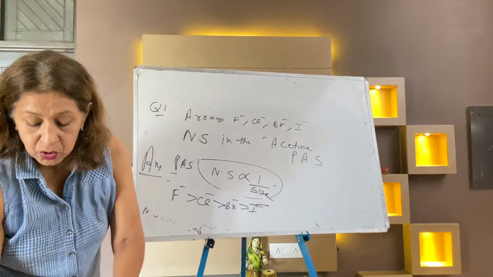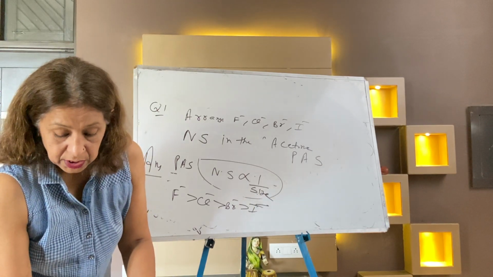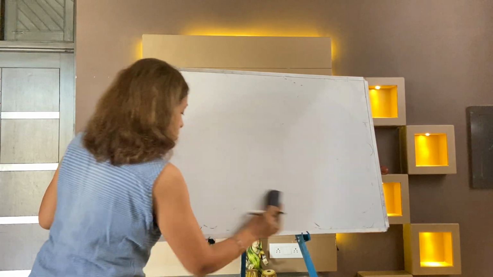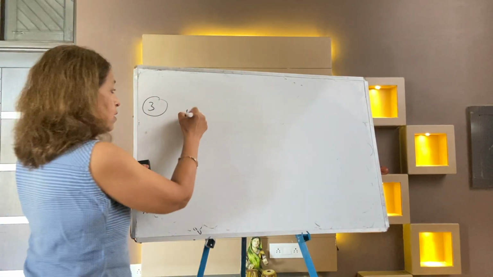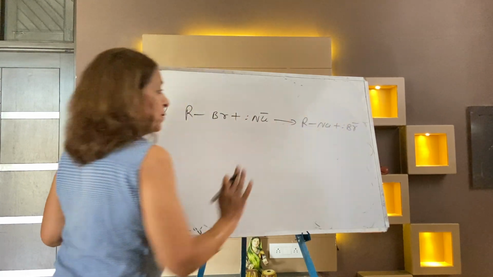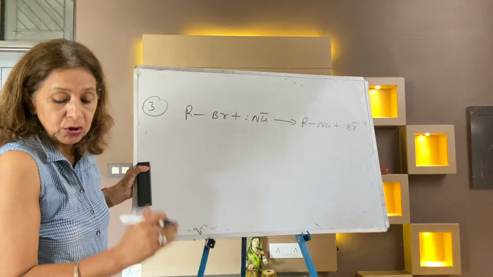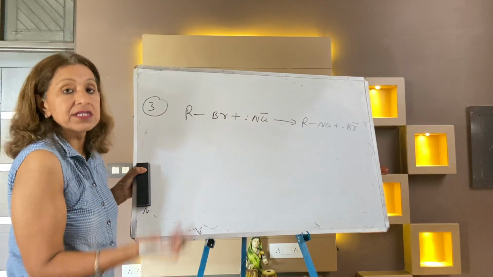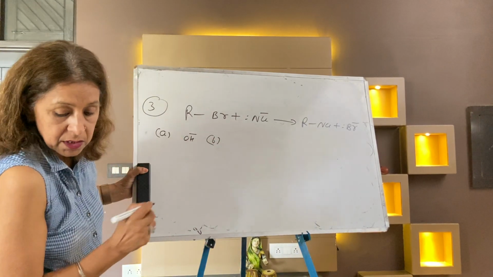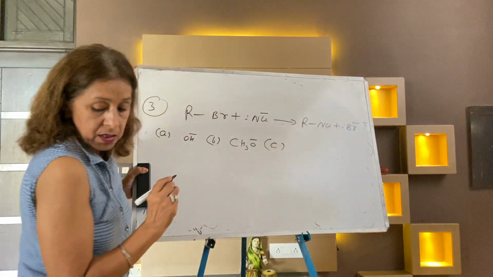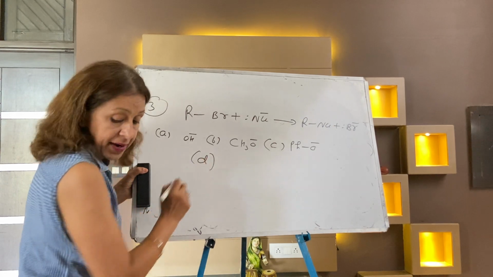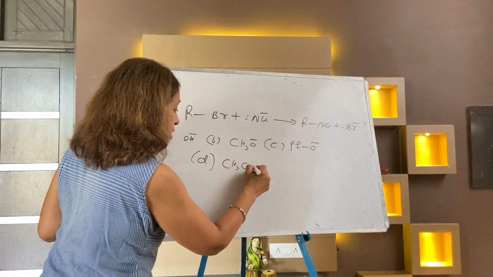Write down question number three. I'm taking one reaction: RBr plus a nucleophile gives R nucleophile and Br. One nucleophile replaces the other. The question is, what will be the nucleophile for the fastest reaction? A part is OH minus, B part is CH3O minus, C part is PhO minus, phenoxide, methoxide, hydroxide ion. D part is acetate, CH3COO minus.